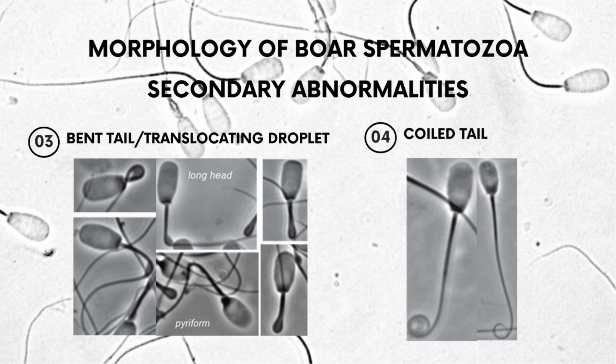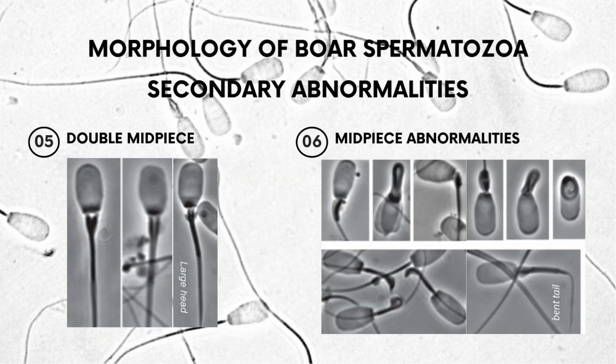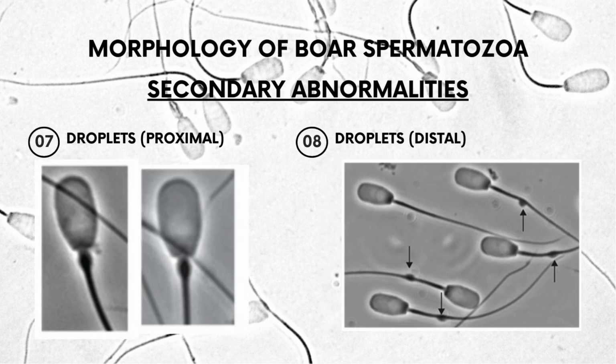As mentioned before, these abnormalities could either be due to genetic defects or environmental influences, with stress also being a predisposing factor. Boars can also have spermatozoa with double midpieces, along with other rare midpiece abnormalities which are shown on the second picture of the slide. The most common abnormalities are the presence of proximal and distal cytoplasmic droplets in the boar's sperm. In both cases, these are secondary malformations that occur during sperm maturation in the epididymis.